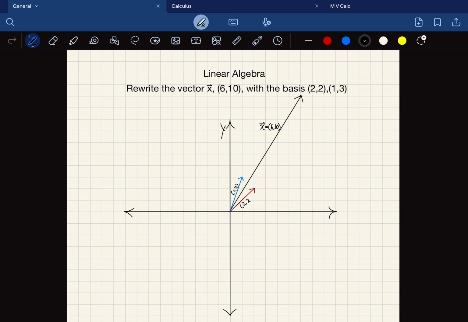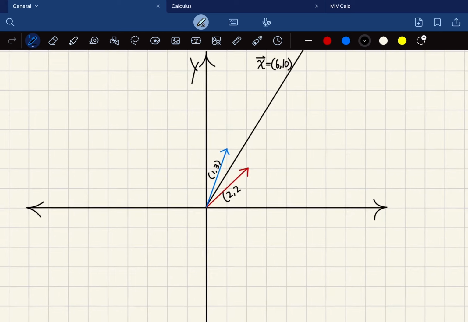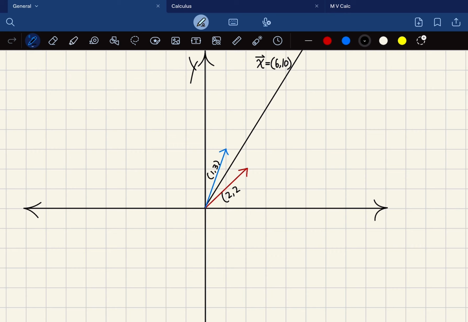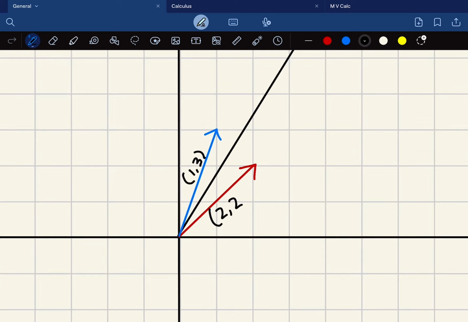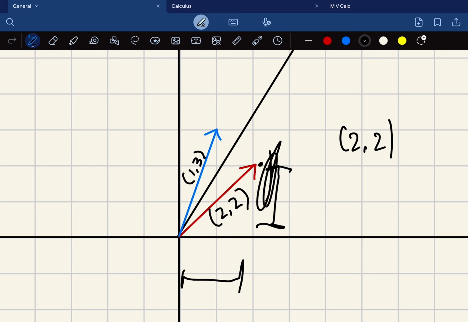In this video, we will be covering basis. So to get started with this idea, let's look at this vector right here, 2, 2. Now we write this out as 2, 2 because we go 2 units this way and 2 units up, and that leads to our answer.